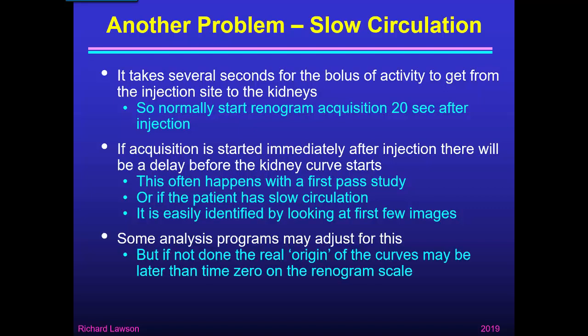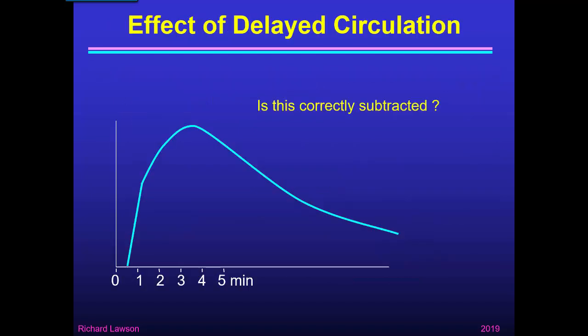Some analysis programs may adjust for this by shifting the time axis, but if that isn't done, then you have to bear in mind that the real origin of the curves, where the renogram actually starts, may be later than time 0 on the renogram scale because of this delay. So here's what I mean by that. Looking at this renogram curve and thinking, is it correctly subtracted? You may say, well, yes, if I extrapolate, it certainly looks okay.